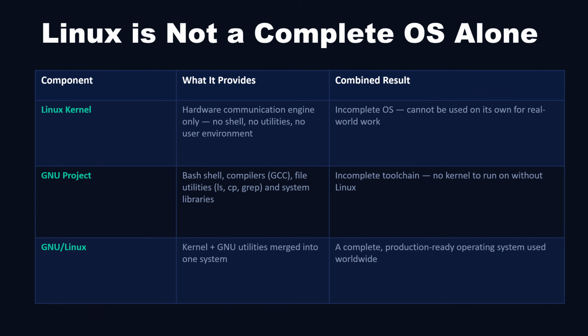To separate yourself from casual users, you must understand a key historical and architectural truth. Linux by itself is not a complete operating system. The Linux kernel is strictly a hardware communication engine. It contains no interactive terminal shell, no file utilities, and no user environment on its own. To build a functional system, you need the GNU project, which provides the essential system tools, compilers like GCC, libraries, and the bash terminal shell itself. When you merge the Linux kernel with the GNU toolchain, you get a complete, production-ready operating system used worldwide, formally and correctly known as GNU/Linux.